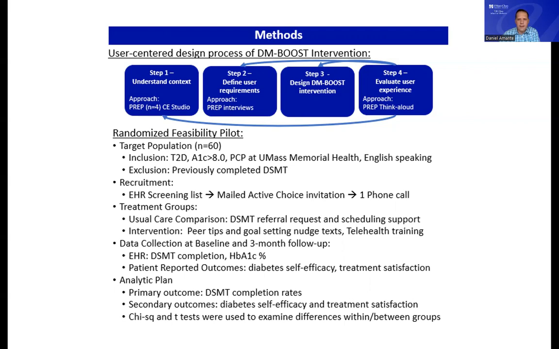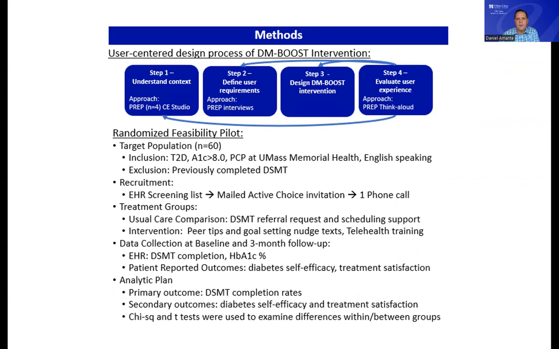For the feasibility pilot, we targeted recruiting 60 patients with type 2 diabetes who were receiving primary care at our large academic healthcare system, and who also had an HbA1c percentage greater than 8.0 in the previous 12 months and who had not previously completed education. These 60 patients enrolled in the feasibility pilot were randomized 1-to-1 to 2 different treatment groups, either a usual care comparison group who received assistance obtaining a DSMT referral from their PCP and were offered support scheduling DSMT, or the intervention group, who also received the intervention components that will be described in the next slide.